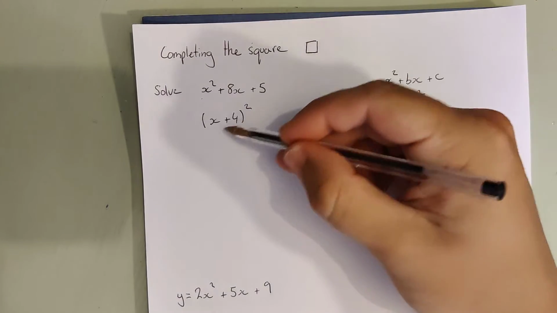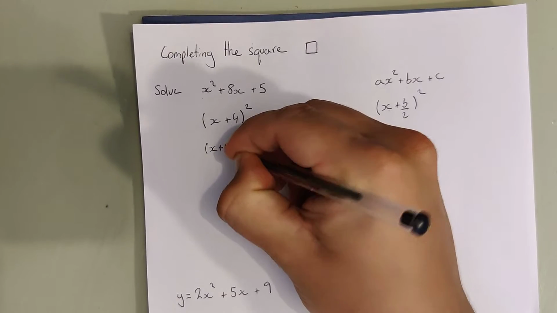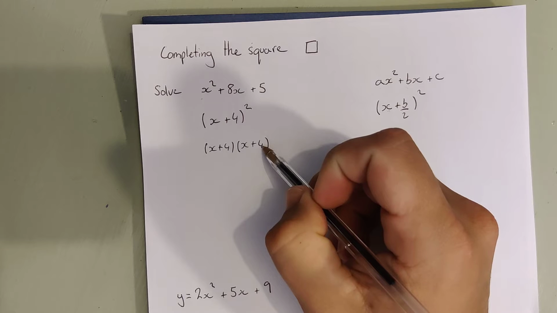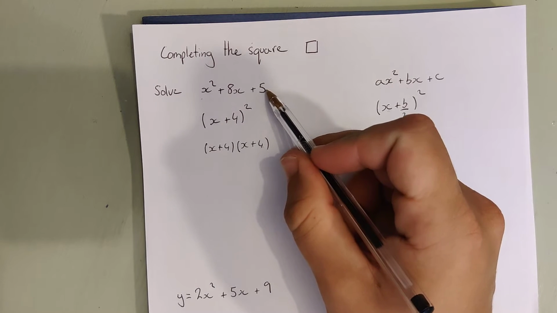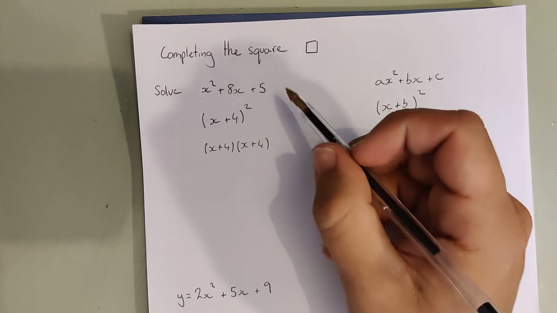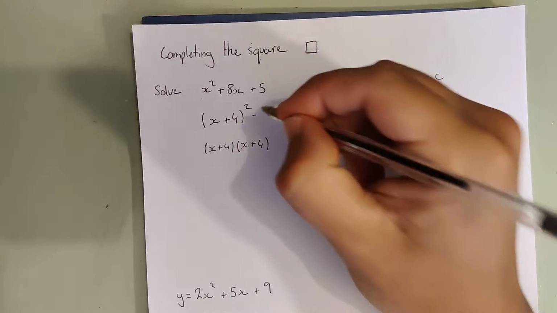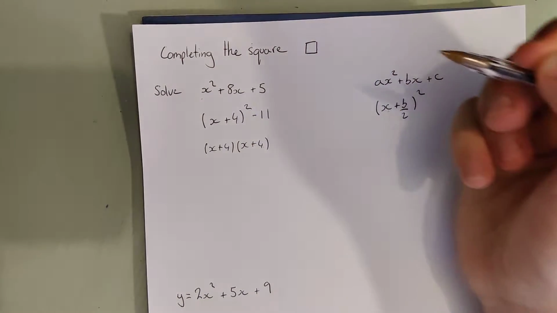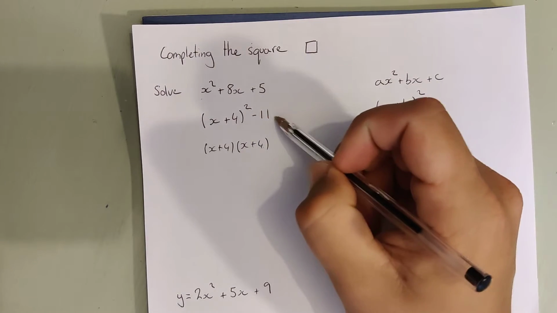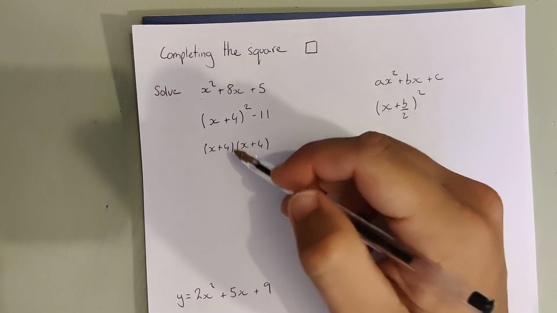And you can imagine when you actually multiply that out, this 4 value is going to give you 16 when you actually just want 5. So you do 5 minus 16 to give you this number here, so that's minus 11. You can always double check this by expanding out the brackets and seeing if it equals the thing above.